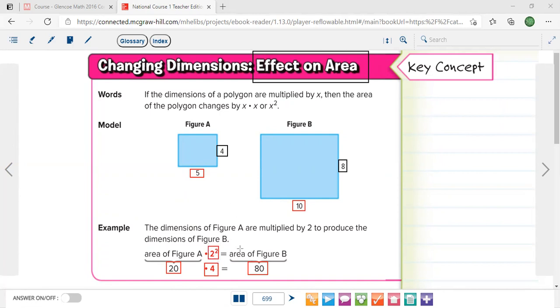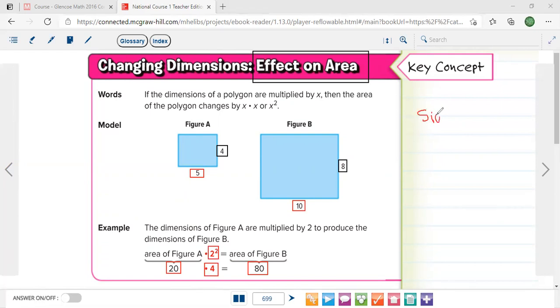So, summary of what's going on. When you multiply the side length by a factor, you multiply the area by the power 2 of the factor. Again, if you multiply a side length by a factor, multiply the area by the square of the factor. Let me write it down for you.